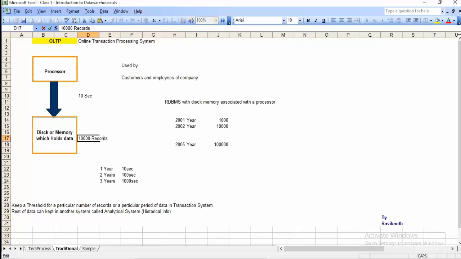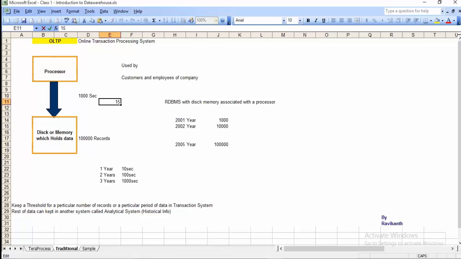Even the number of records in your database increases proportionately, right? Because the number of records increased in your system, the transaction time also increased. Let's say the transaction time increased to 100 seconds, which is close to 1.5 minutes. Let's assume the transactions increased a lot and the transaction time increased to 1,000 seconds. That means if any customer performs one transaction, it takes 1,000 seconds, close to 15 minutes.